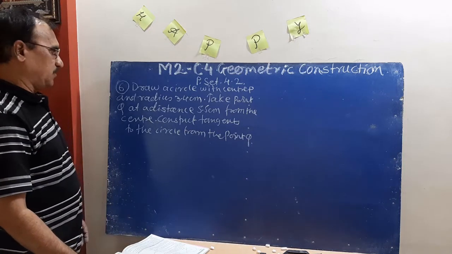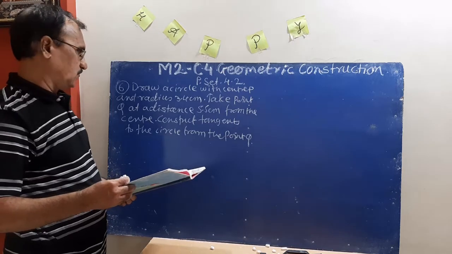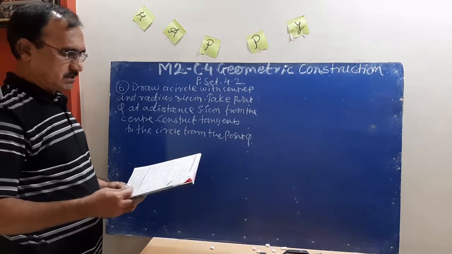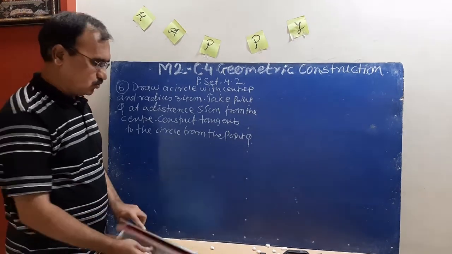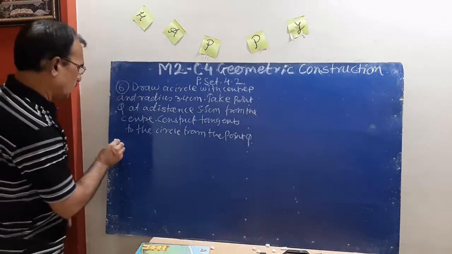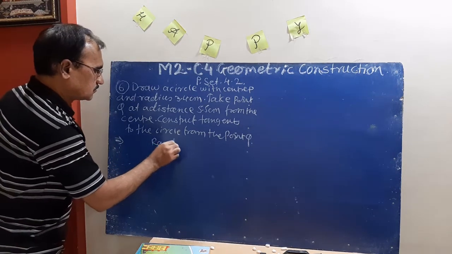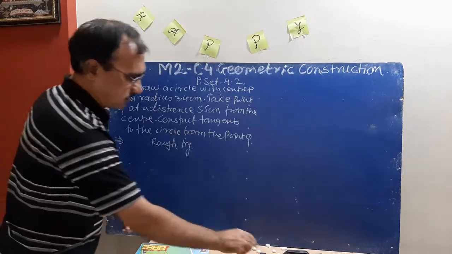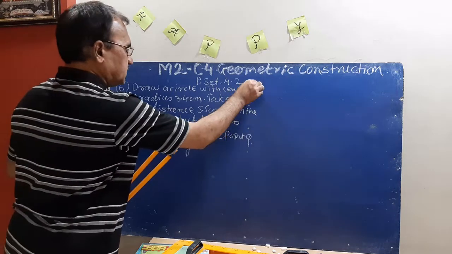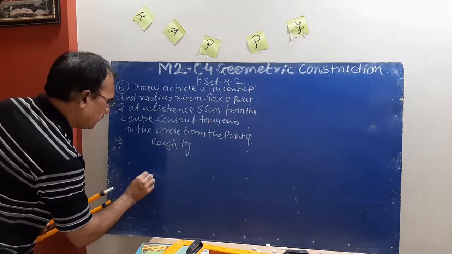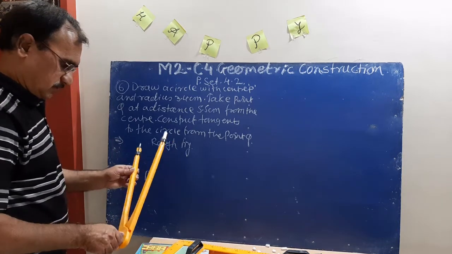Draw a circle with center P and radius 3.4. Take a point Q at a distance of 5.5 cm from the center and construct tangents to the circle from point Q. Very easy construction. First, a rough figure or analytical figure. Center P: take any point P and draw any circle.